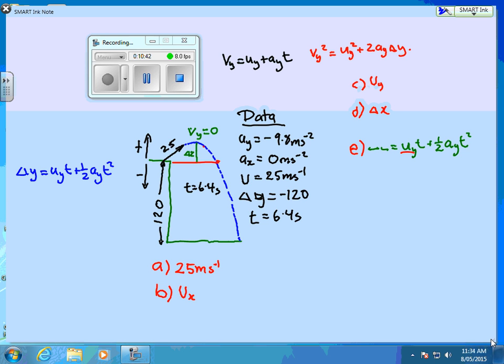This is a classic case I was talking about before. You can't do anything else, so you do this, and then you see how it works. So minus 120 equals uy times 6.4 plus 1/2 times 9.8, and I'm not putting the units in, times 6.4 squared. So now I can do some rearranging.